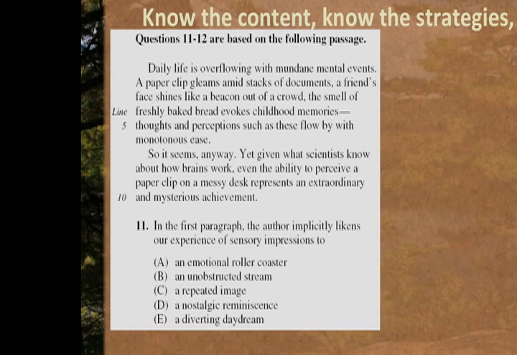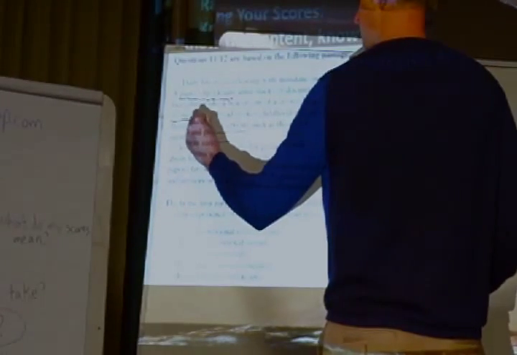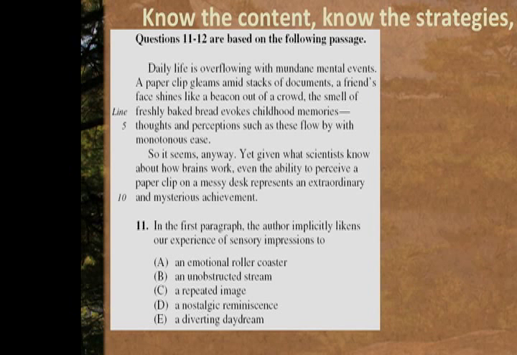In the first paragraph, the author implicitly likens our experience of sensory impressions. So we have to go back to the first paragraph and ask, well, what sensory impressions? We've got a couple of them here. A friend's face shines. Smell of freshly baked bread evokes childhood memories. Paperclip gleams. What do those all have in common? I don't really know how to make a very articulate prediction here, but they're just not that big a deal. They're kind of everyday stuff that our brain just takes in, and it's like, all right, here you go. Here's the smell, here's the sight.